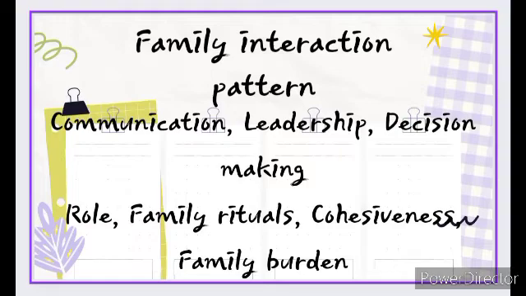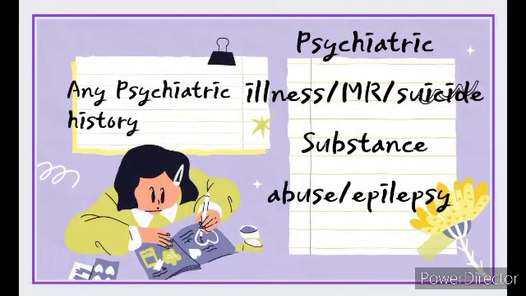Cohesiveness we already said. After that, any psychiatric history, psychiatric illness or MR or suicide or substance abuse or epilepsy, if it is there or not. Psychiatric illness means psychological disorder, the problem he or she suffered or is suffering. Mental retardation, if someone has it, nowadays we do not use that term. Suicide, if it sometimes happened or not. Information of substance abuse, if there, we have to write. Epilepsy is there, we have to write.